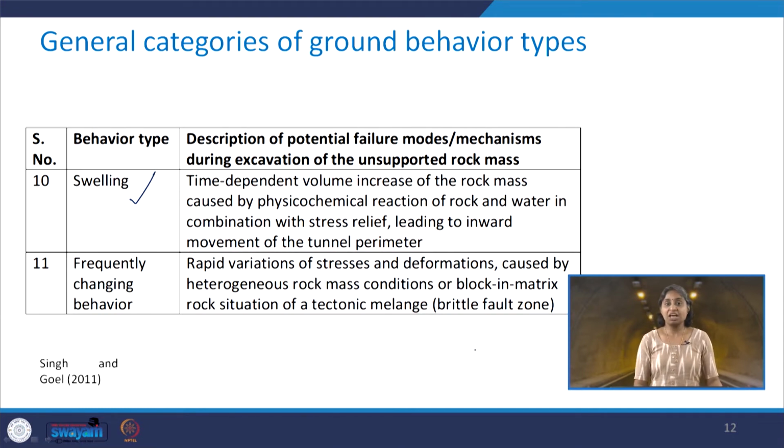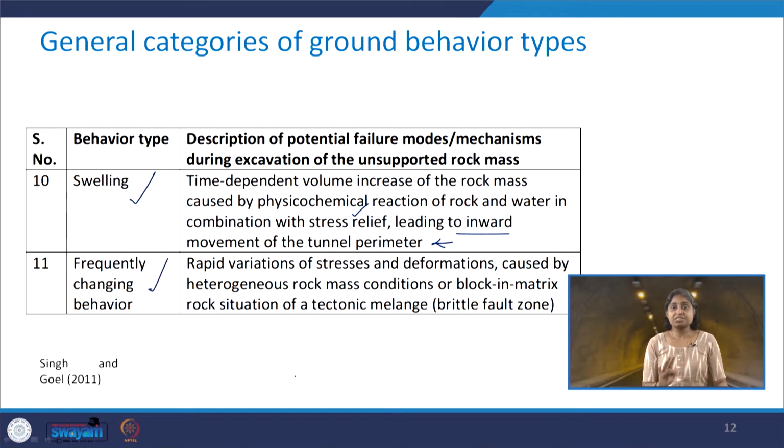Then we have the next category, which is the swelling type of behavior. In this case, we have a time dependent volume increase, which is caused by the physiochemical reaction of rock and water in combination with stress relief. So, this leads to inward movement of the tunnel perimeter. Basically, swelling is associated with the exposure of rock mass to water. Now, another type can be that, let us say, it is frequently changing its behavior.